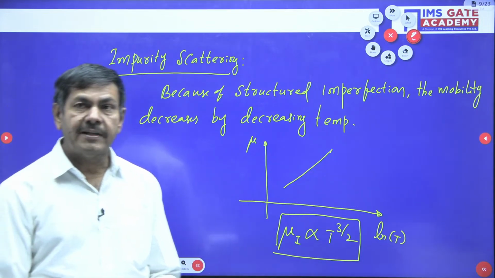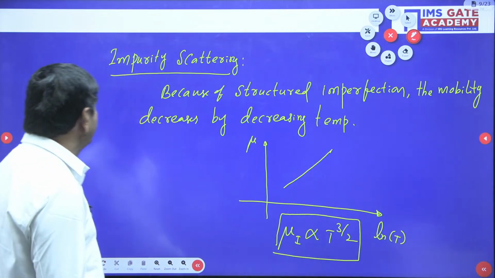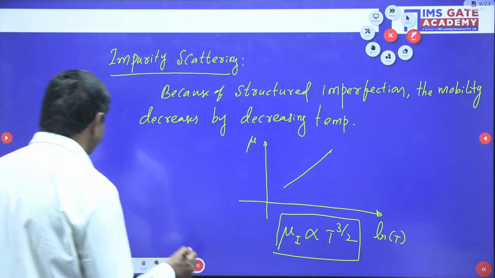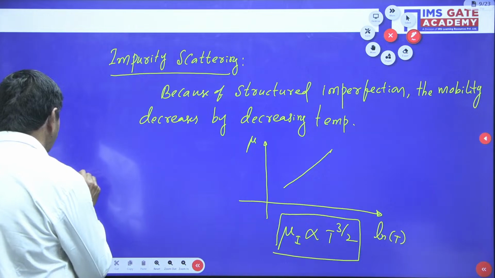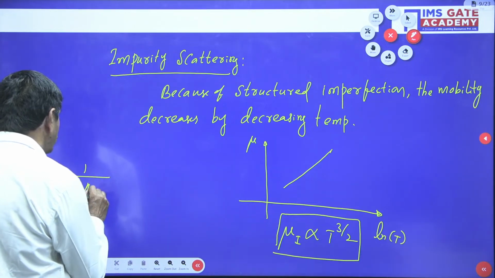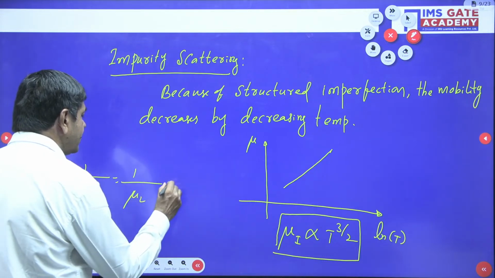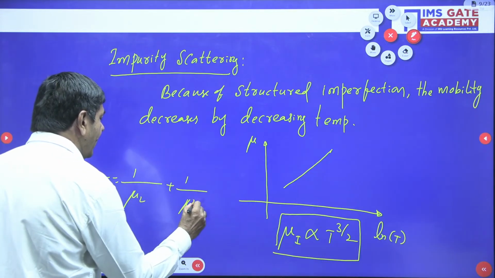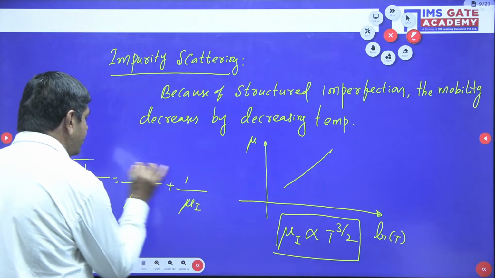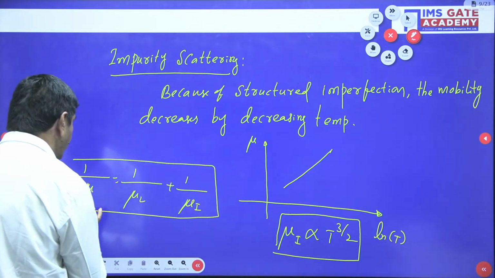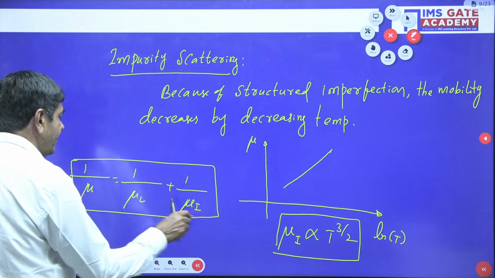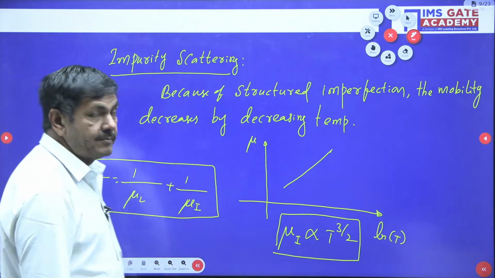Finally, how can we find the total mobility in the material? 1 by mu equals 1 by mu lattice plus 1 by mu I. The addition of these two gives the total mobility. 1 by mu equals 1 by mu L plus 1 by mu I. From that you can find mu. Understand?